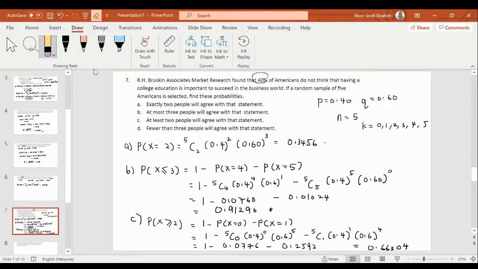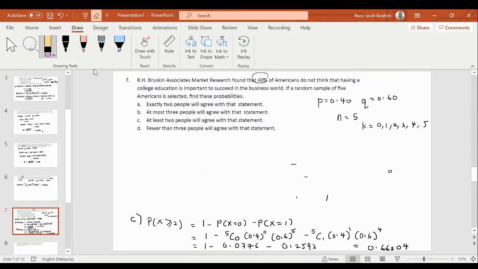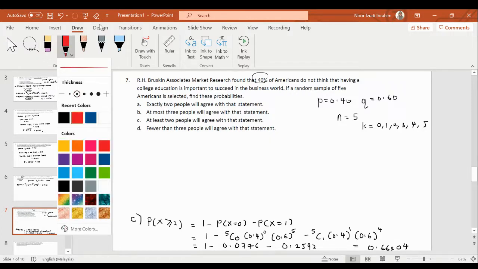For the D, I will erase the A and the B here so that I can have a space to write down the answer. Let me use another color here.